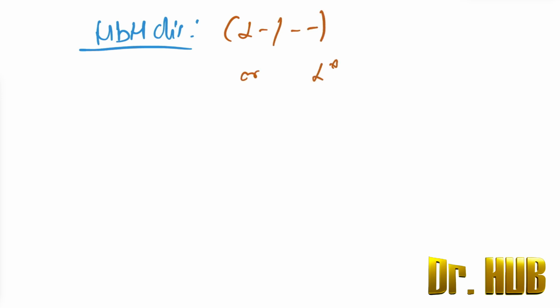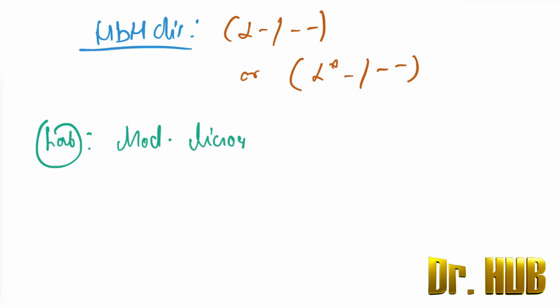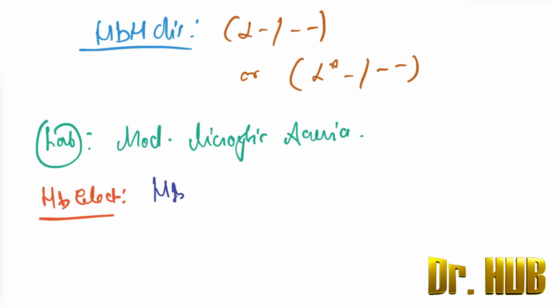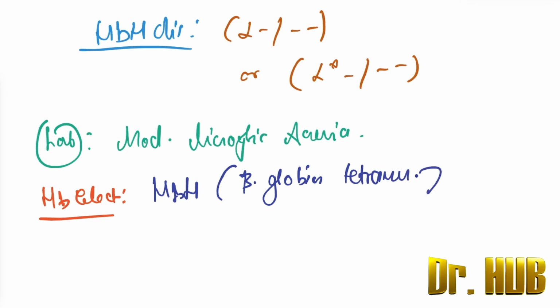Next we look at HbH disease. It has a genotype of alpha minus, minus minus. The lab findings show a moderate microcytic anemia. On hemoglobin electrophoresis, there is HbH, which is beta globin tetramers, up to 30%, and HbA2, up to 4%.